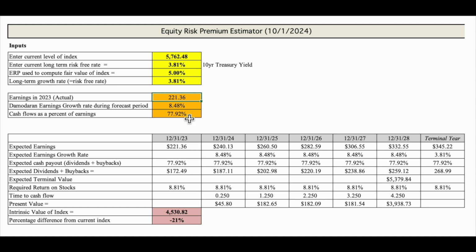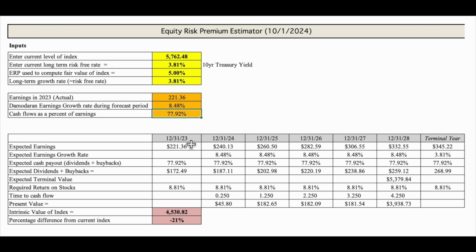Finally, what you have to discount when you do a fundamental analysis is not earnings, but cash flow, the actual cash that investors take out of the investment, not the earnings of the companies. And this number, 77.92%, is Professor Damodaran's estimate of the cash flows as a fraction of earnings. And those cash flows would be dividends plus buybacks. So we're going to adopt that.